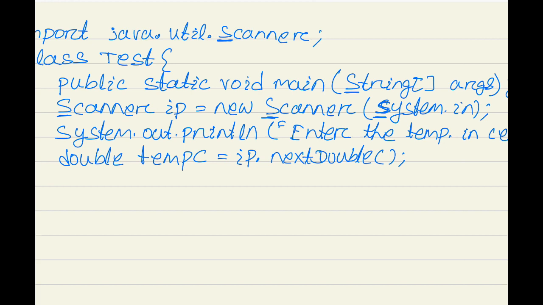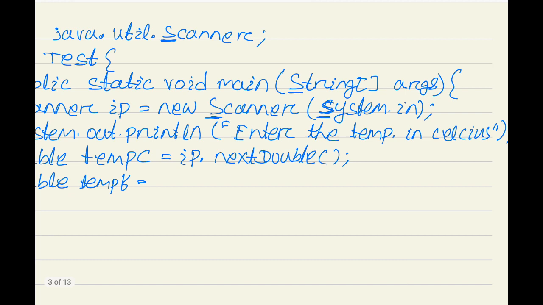Now we want to compute the temperature in Fahrenheit. So for that we can take another variable and assume the variable name is tempF. So that means the temperature in Fahrenheit. So we can write double tempF equal to, simply write the formula, tempC into 9/5 plus 32.